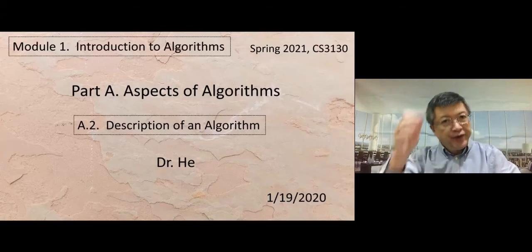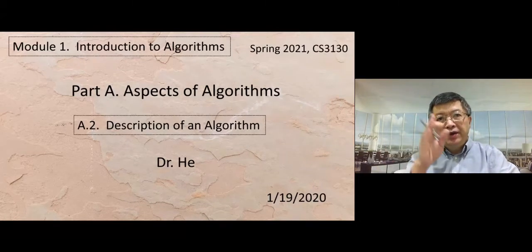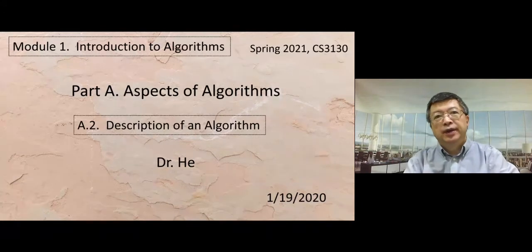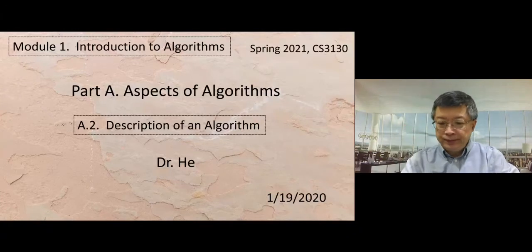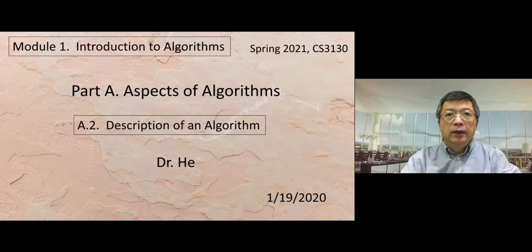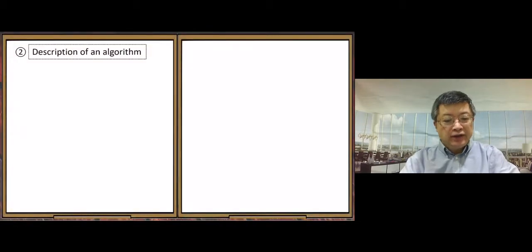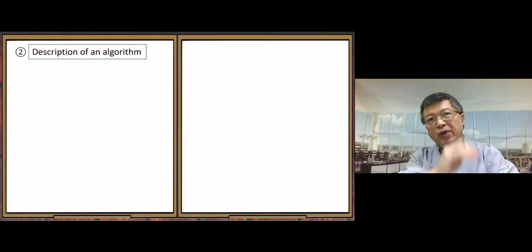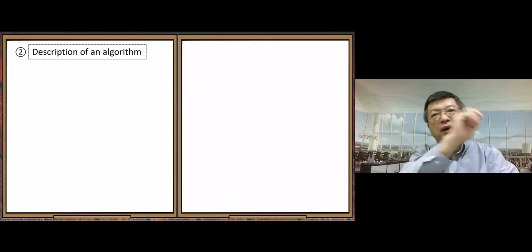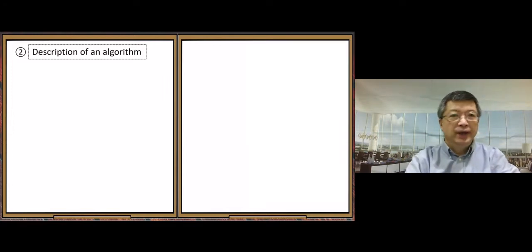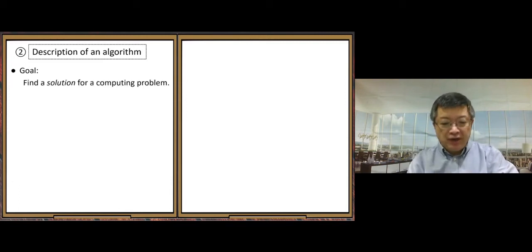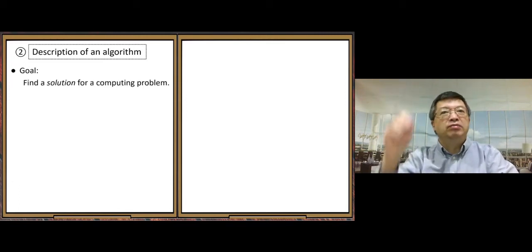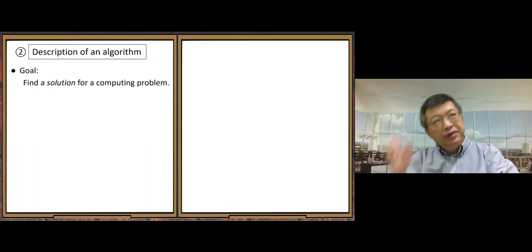In our second video today, we will understand algorithm from another angle. So 8.2, description of an algorithm. All right. The second topic, we want to describe an algorithm. Our goal, find a solution for a computing problem. How to find it?